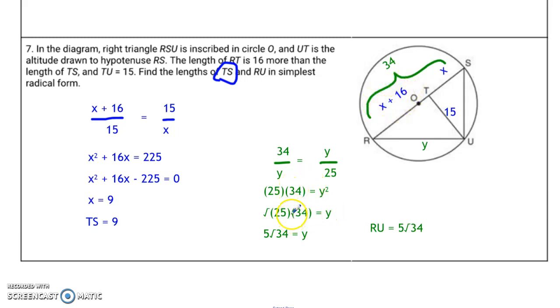I cross multiplied, and notice I didn't multiply these out because I knew that that 25 was going to be my perfect square and the 34 was not. 34 is 17 times 2 only, and neither of those are perfect squares. So then I labeled RU is equal to 5 radical 34.